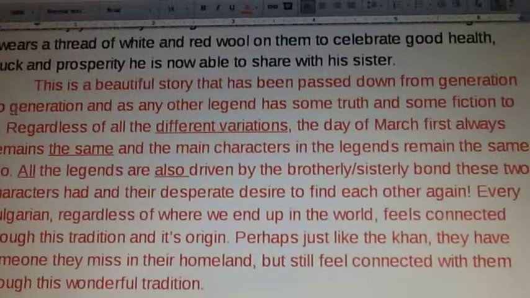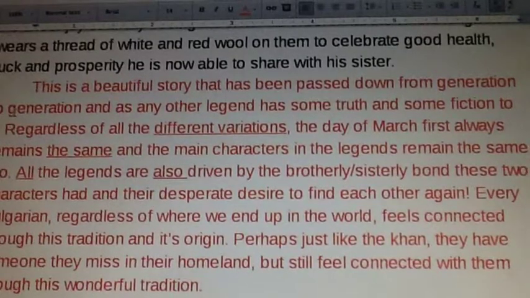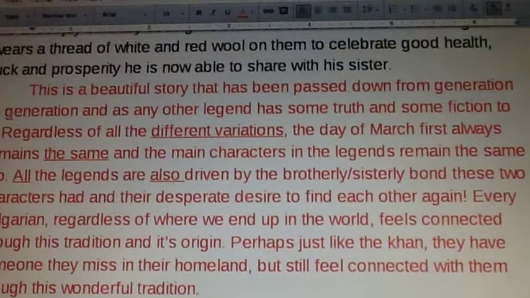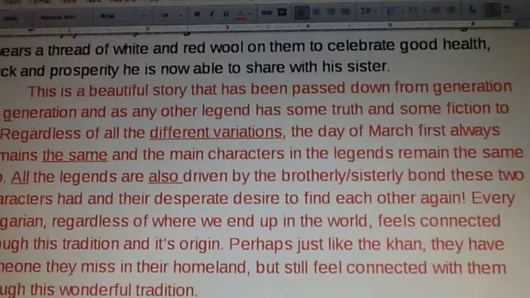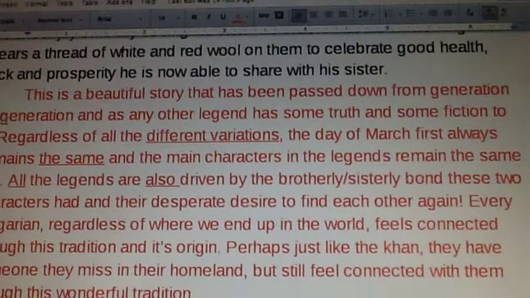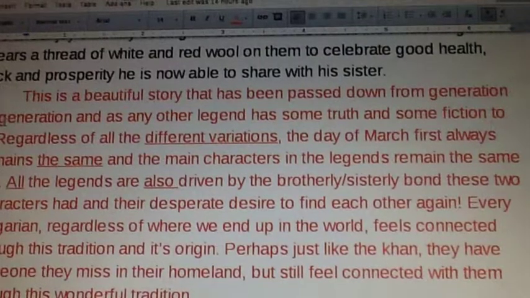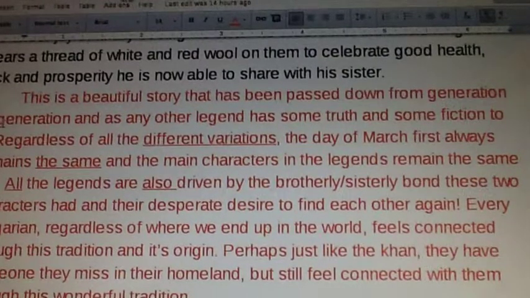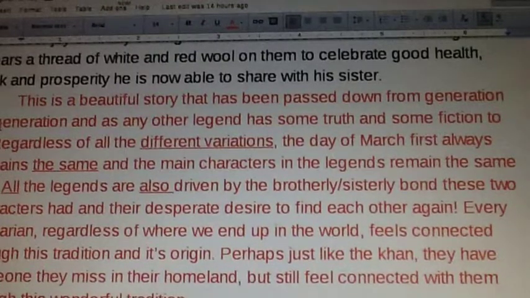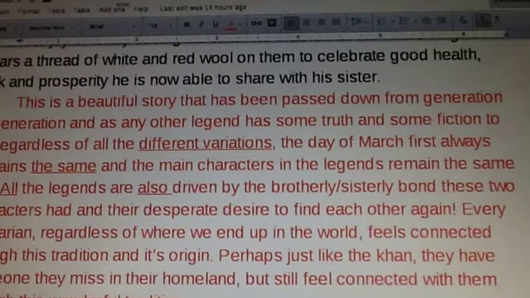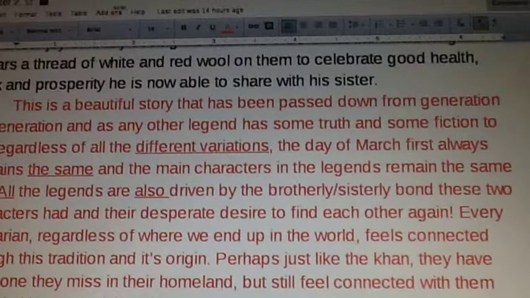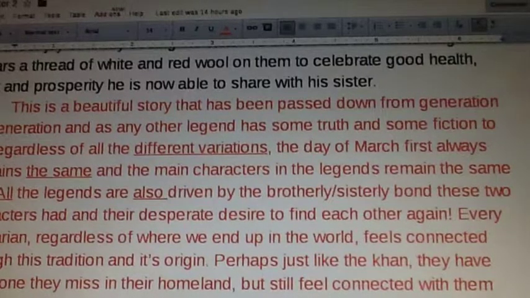Again, all the legends are also different, but brotherly, sisterly bond of these two characters had, and their desperate desire to find each other again. Every Bulgarian, regardless of where we end up in the world, feels connected through this tradition and its origin. Perhaps just like the Khan, they have someone they miss in their homeland, but still feel connected with them through this wonderful tradition." So as you can tell right on here, I have included quite a few comparison words.